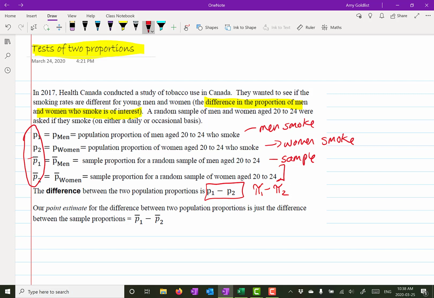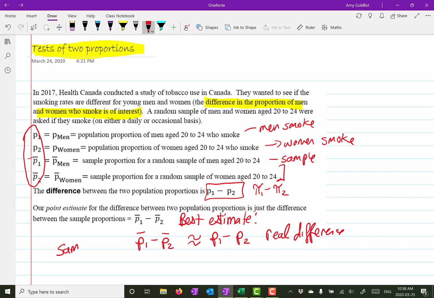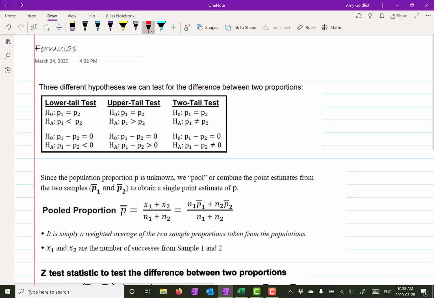Our point estimate for the difference between the two populations is really our best estimate. So basically, what we're saying is P1 hat minus P2 hat, the difference between our sample proportions, is kind of sort of similar to the real difference. So that's a real difference, and this one is the sample difference. And we're going to use one to approximate the other one the same way we normally do with hypothesis tests.